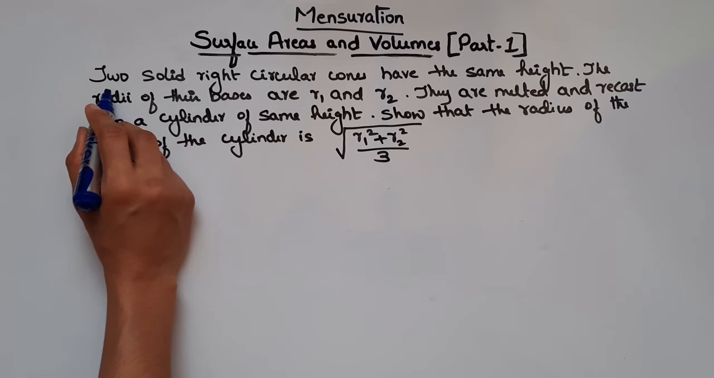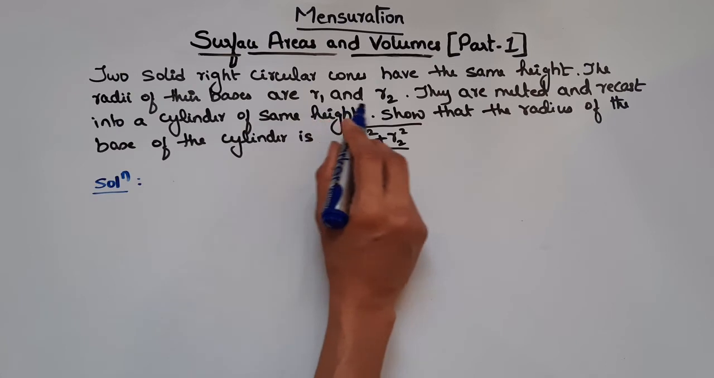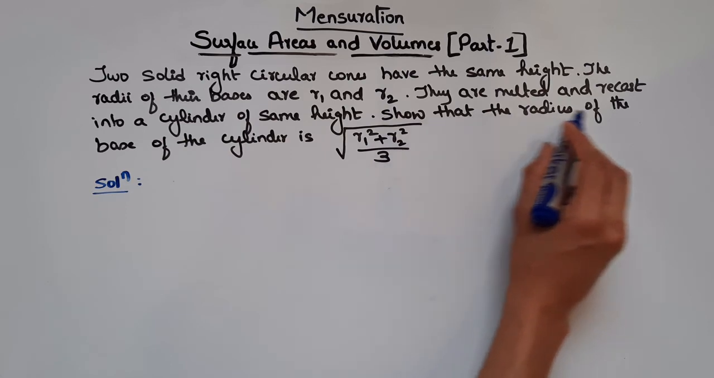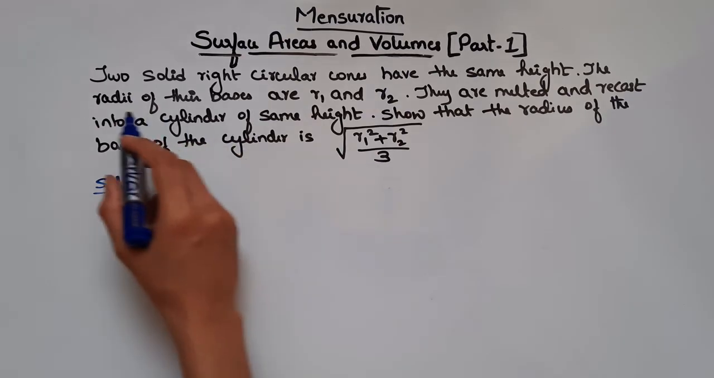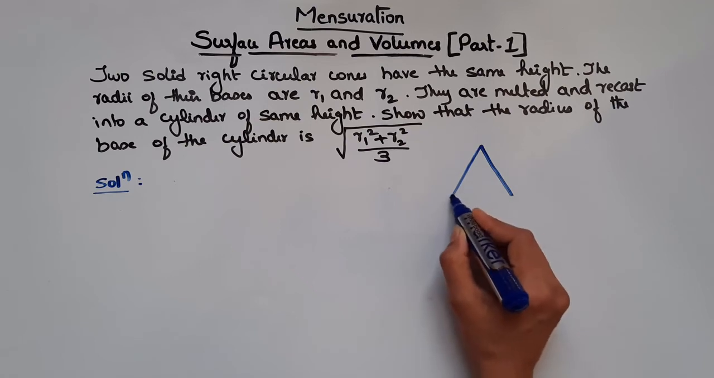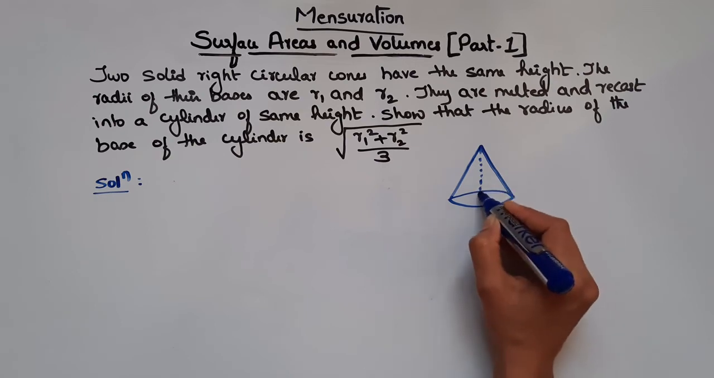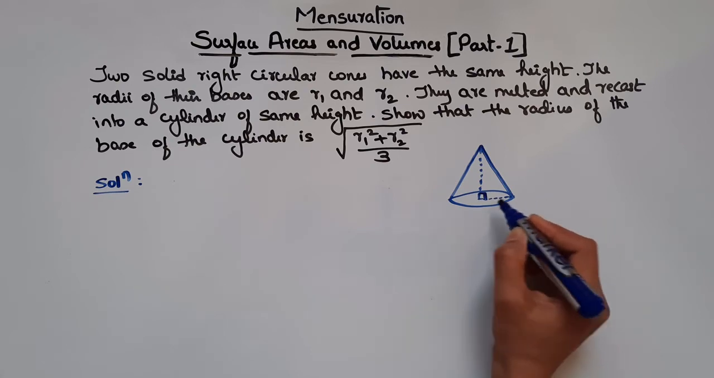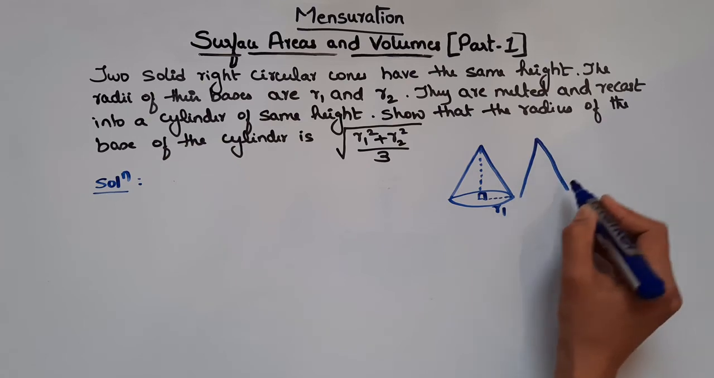So now let's see this problem. Here it says two solid right circular cones have the same height and the radii of their bases are R1 and R2. They are melted and recast into a cylinder of the same height. Show that the radius of the base of the cylinder is square root of R1 square plus R2 square by 3. So here we have two solid right circular cones. So let's draw two solid right circular cones. This is the radius of the cone and this is the height of the cone. They are perpendicular to each other. So the radius of this cone is R1 and we have another right circular cone with radius R2.